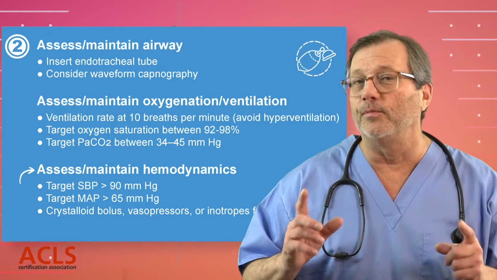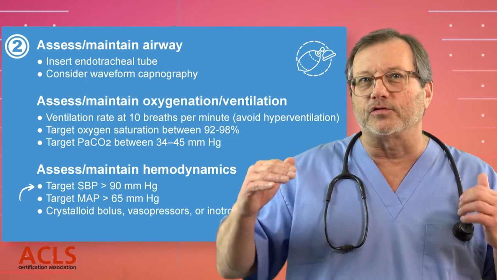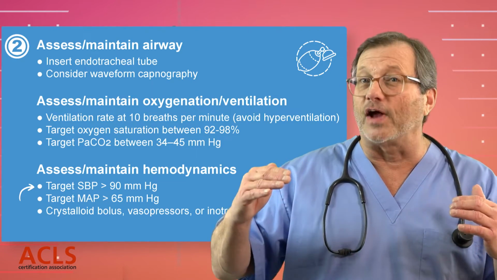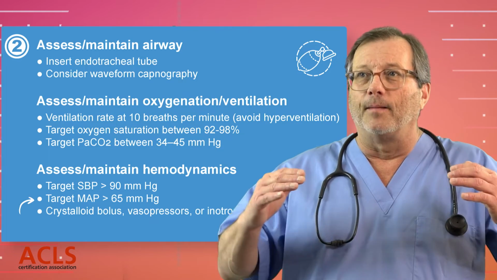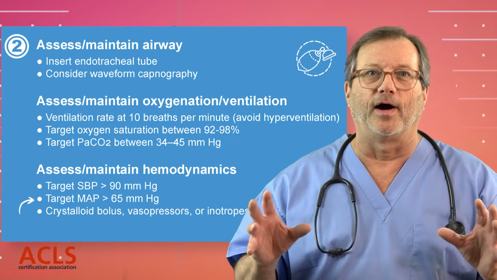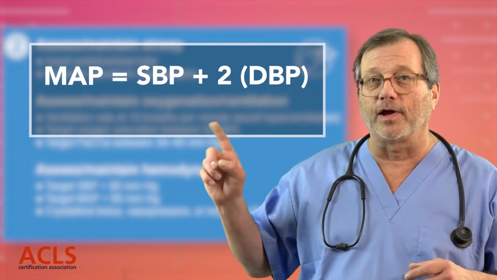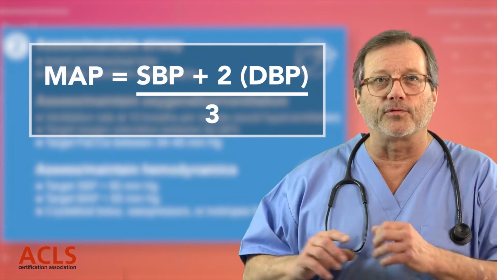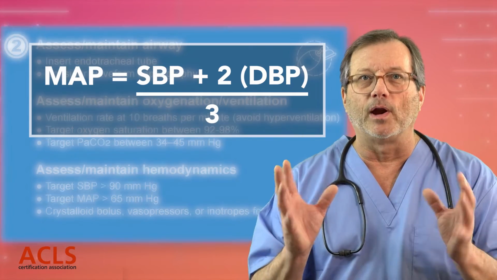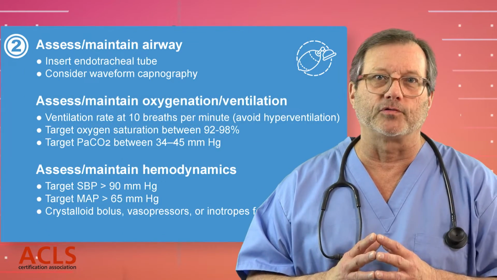Next, we're assessing hemodynamics. And we want to try to get their target blood pressure systolic above 90 or a MAP greater than 65. And remember to calculate a MAP: systolic plus 2 times the diastolic, divided by 3. And that's the pressure we want to maintain. How are we going to get this pressure up?